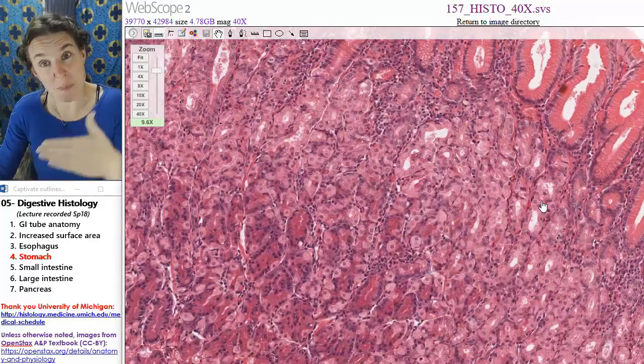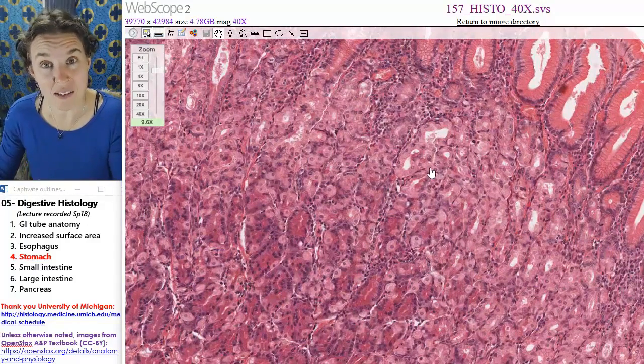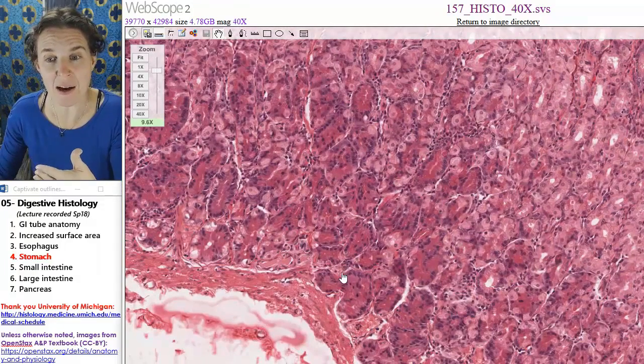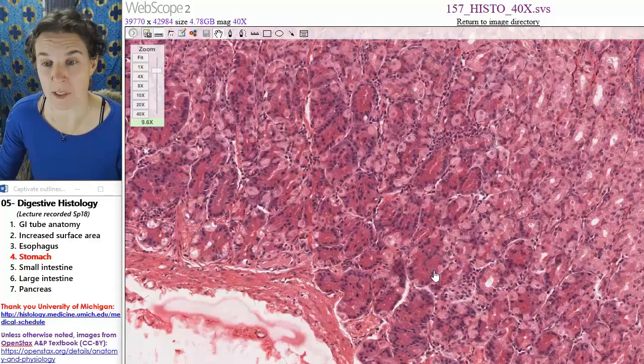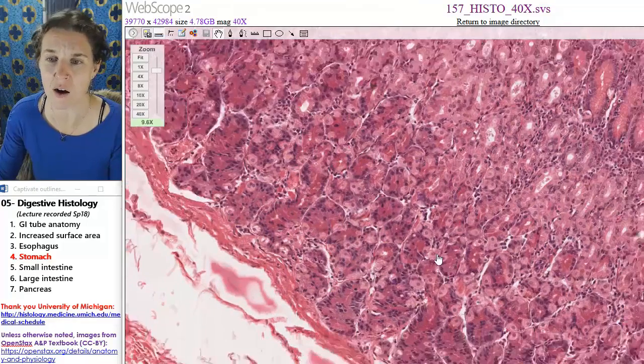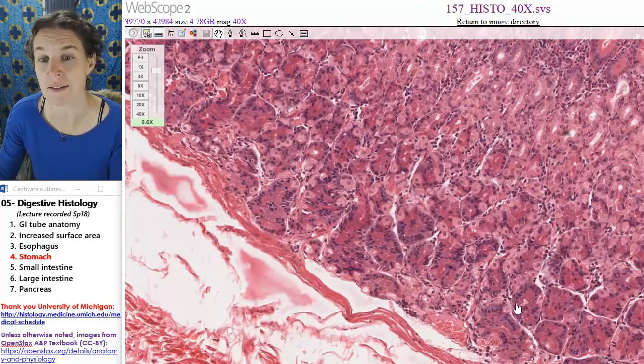You would expect to see parietal cells closer to the lumen and chief cells farther away from the lumen. And I believe in this slide the different colored cells are the chief cells and the parietal cells.